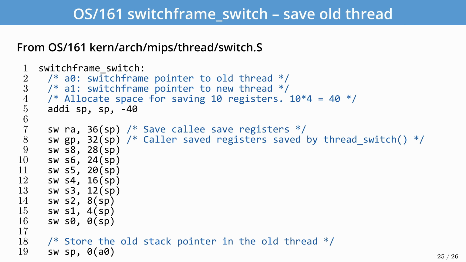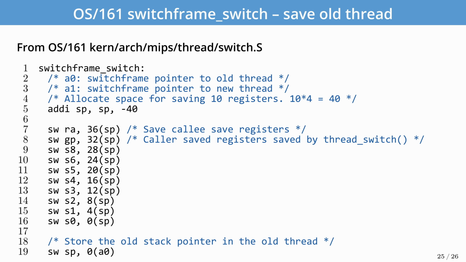So if we understand thread switchframe switch, we'll basically understand how the core nugget of threads are implemented. And switchframe switch comes in two pieces. First, it saves the original thread. It then swaps to the new thread and then restores that new thread that it wants to execute.